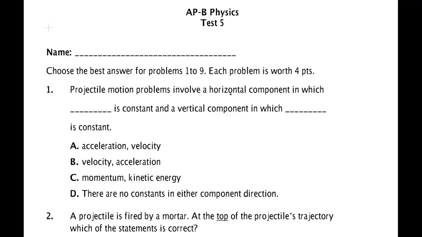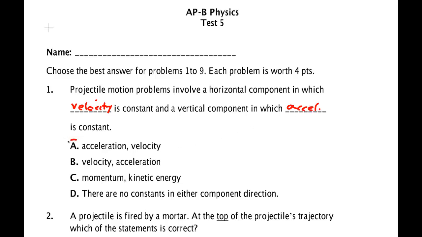In this video, we'll look at Test 5 in the AP class for Fall 2013, and we'll look at the key. Question number 1. Projectile motion problems involve a horizontal component in which velocity is constant and the vertical component in which acceleration is constant.